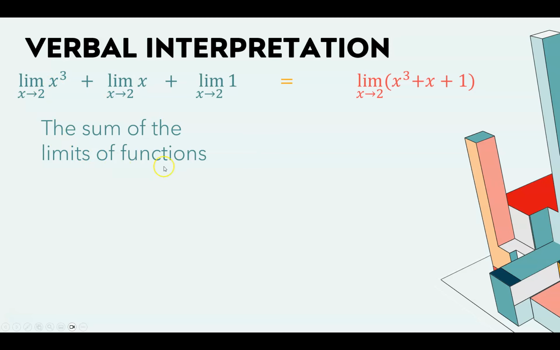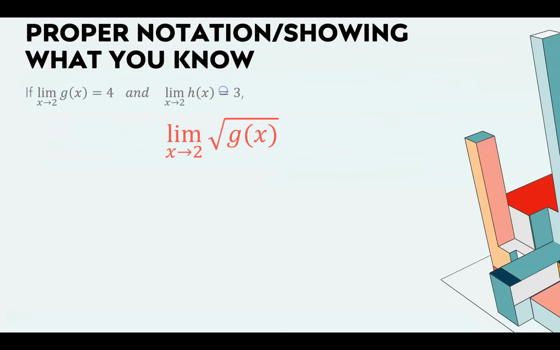This left-hand side is the sum of the limits of functions. We're adding up three different limits, and the right-hand side, how did we say that? Is equal to the limit of the sum of the functions. So showing what you know is something I'm going to be saying a lot, especially if you're in my class, but this thing is all about proper notation.